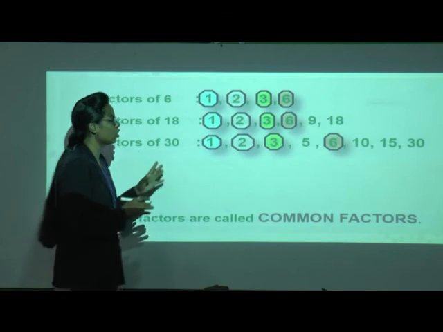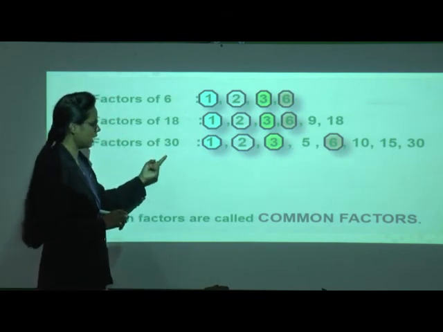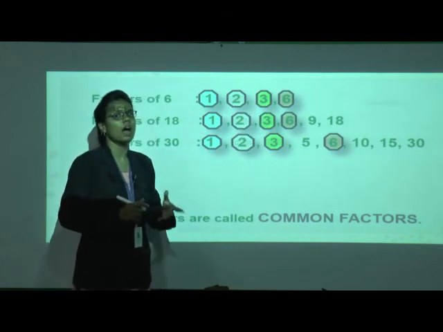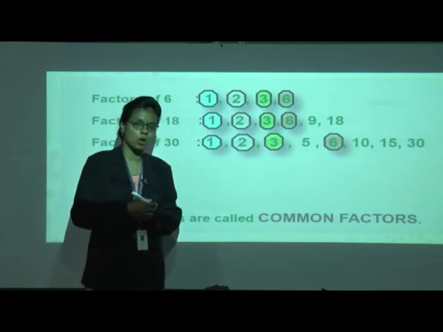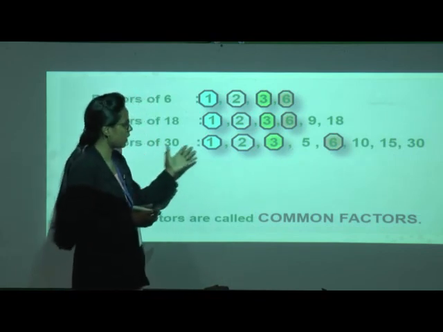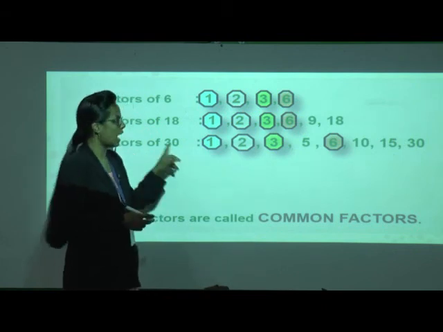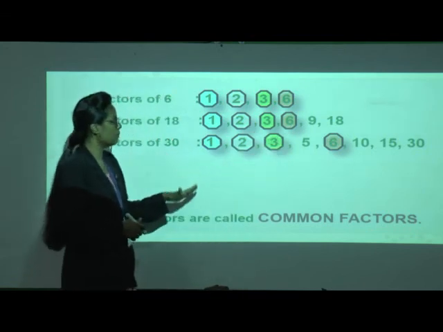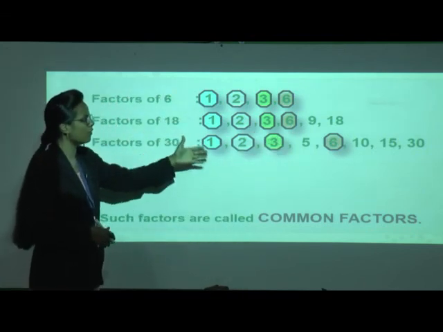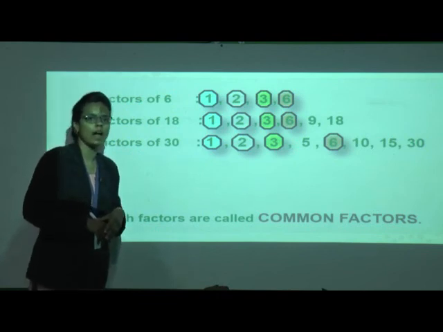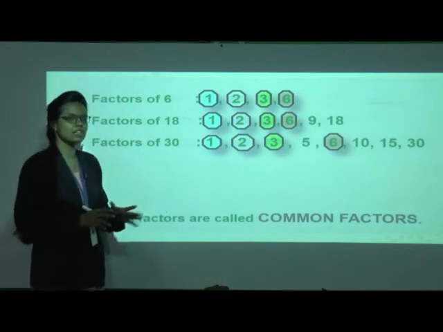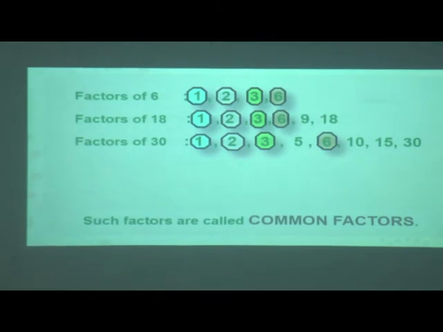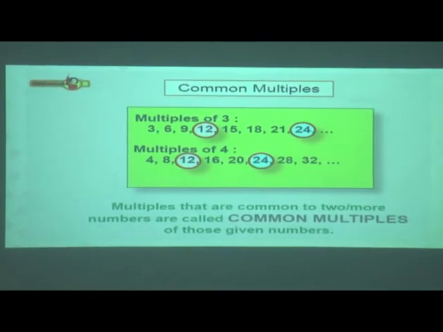Now, as you can tell, the common factors of 6, 18 and 30 are 1, 2, 3 and 6. Now by this, can you tell which is the highest common factor of these numbers? Yes, the highest common factor is 6. So the factors we get in such a way are called common factors. Let us see common multiples.